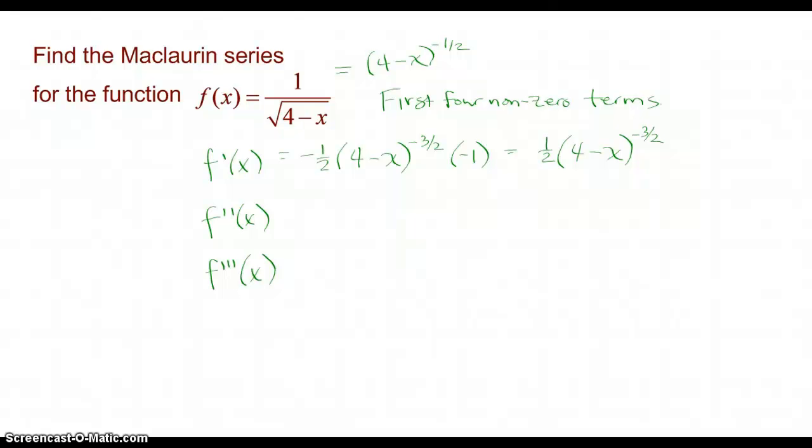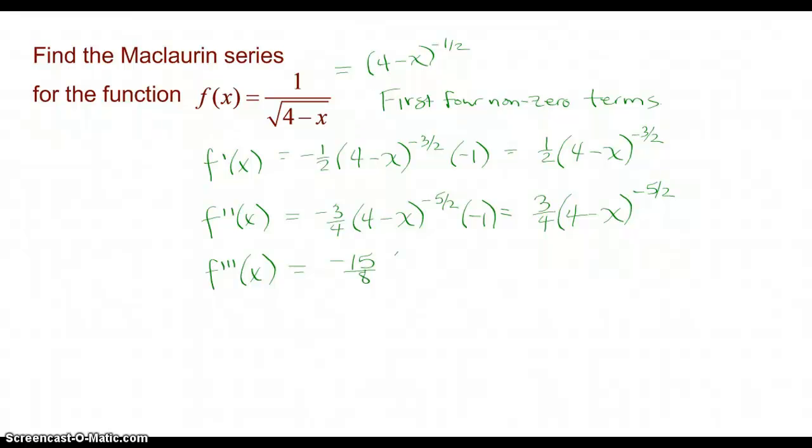And I'm going to go ahead and clean it up before I take another derivative so it won't get that much more complicated with all my negatives that are going to show up. So the power pops down front, multiplying negative 3/2 by 1/2. 4 minus x to the negative 5/2 and times the derivative of what's inside. So again, a positive coefficient. And then the next one will be negative 15/8 times the quantity 4 minus x to the negative 7/2 times negative 1 makes it a positive 15/8, 4 minus x to the negative 7/2.